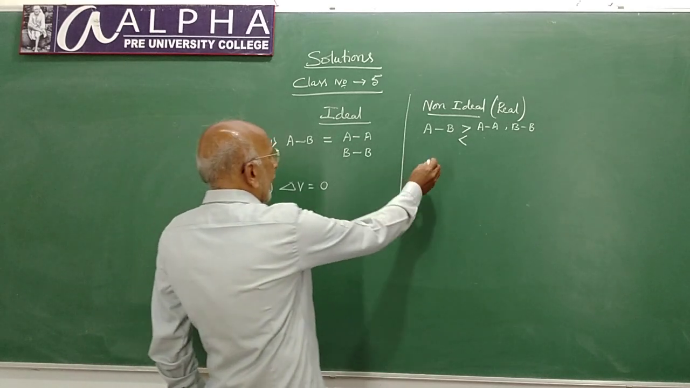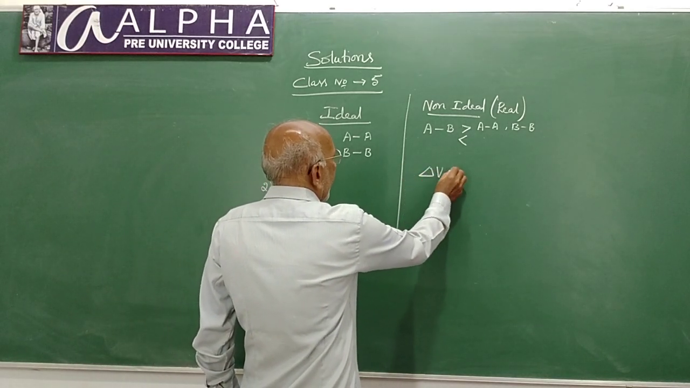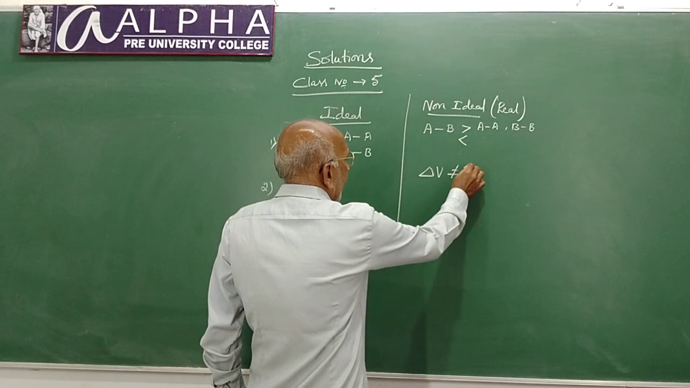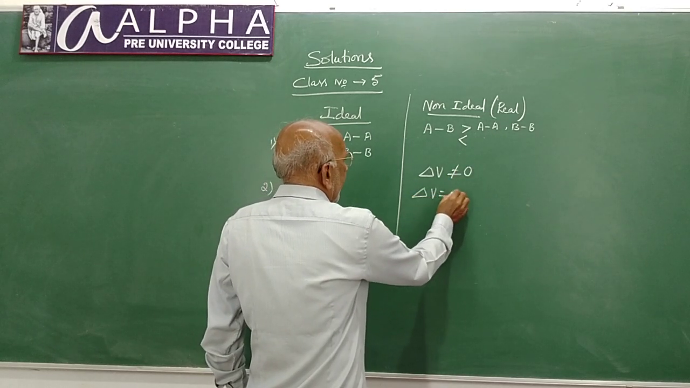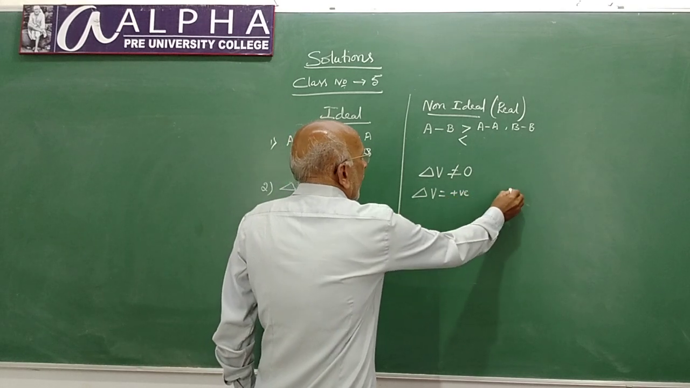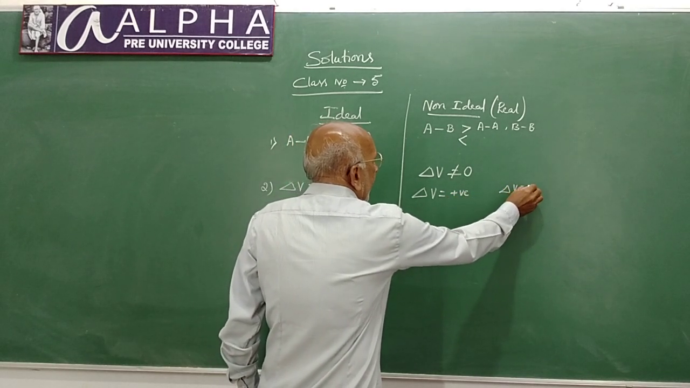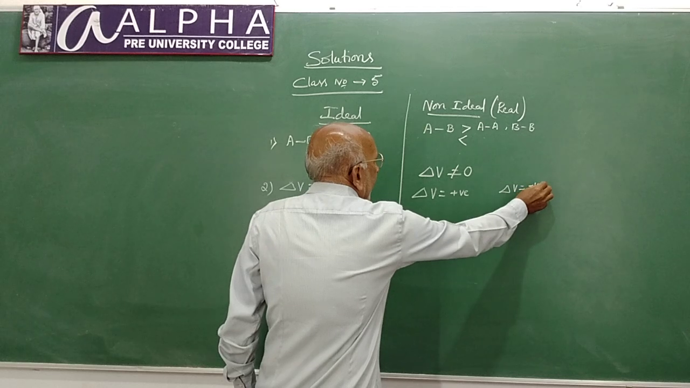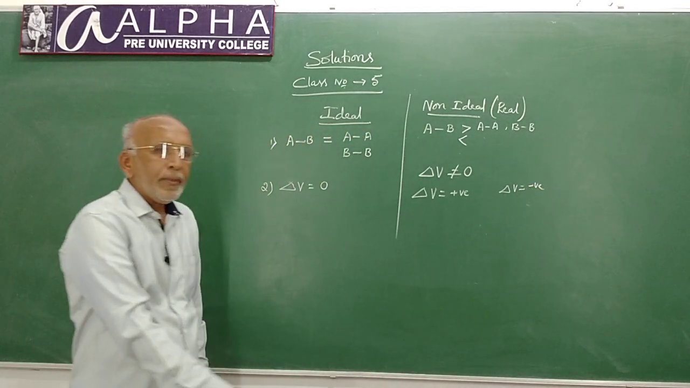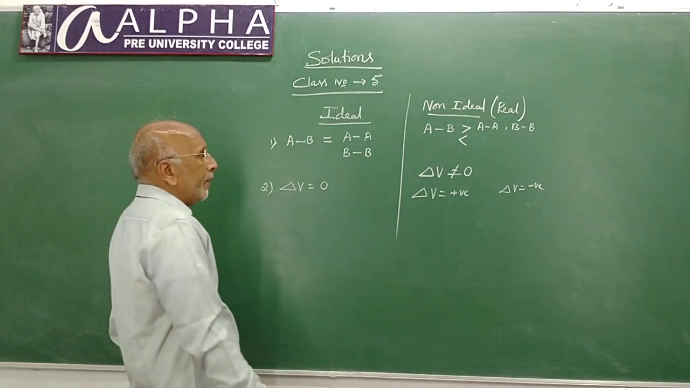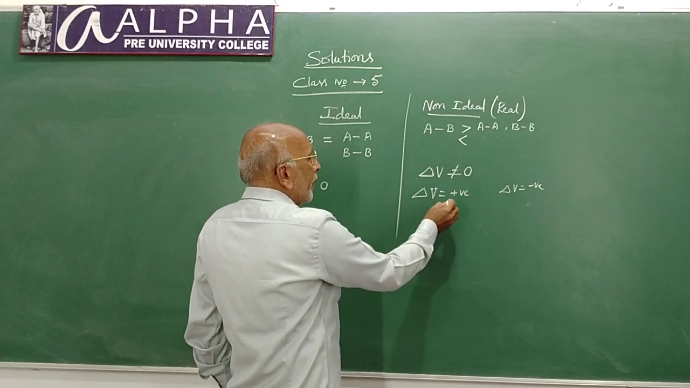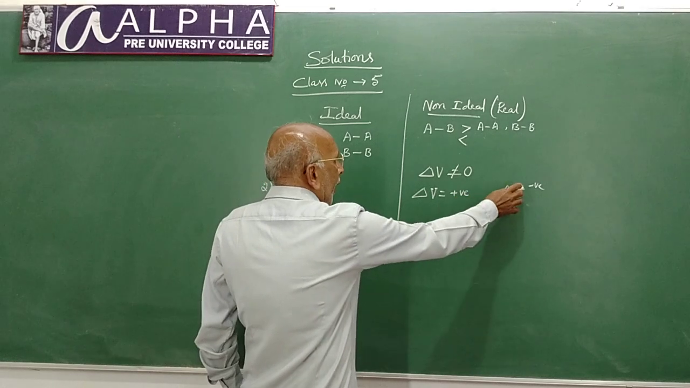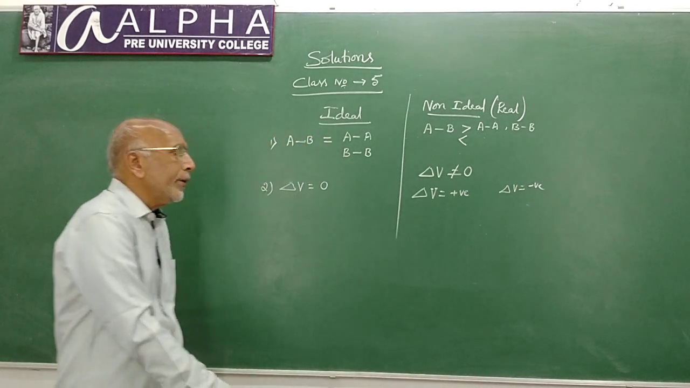Whereas in this case, delta V is not equal to 0. That means in one case delta V will be positive, in another case delta V is negative. That is, in the case of a non-ideal solution, the change in volume, delta V, will be either positive or negative, but not 0.